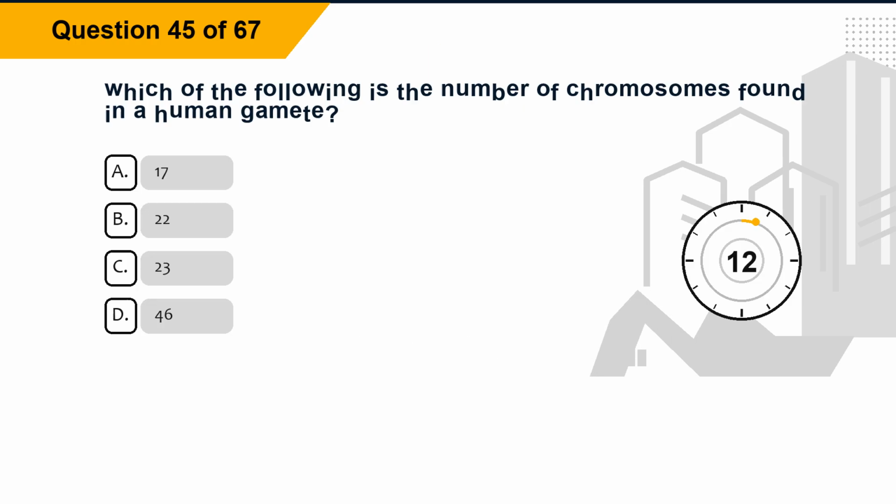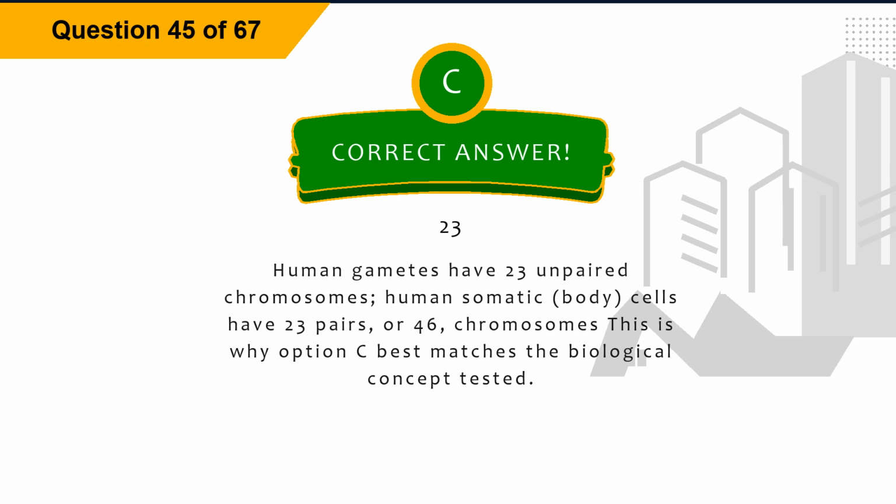Question 45. Which of the following is the number of chromosomes found in a human gamete? Option A, 17. Option B, 22. Option C, 23. Option D, 46. The correct answer is option C, 23. Explanation. Human gametes have 23 unpaired chromosomes. Human somatic body cells have 23 pairs, or 46, chromosomes. This is why option C best matches the biological concept tested.